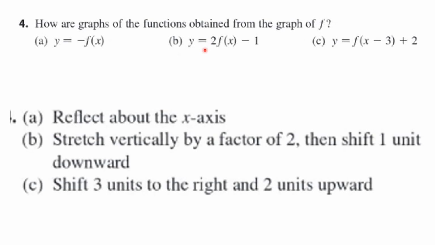Now here, what you're doing is you're multiplying the value of f of x by 2, that is stretching it vertically by a factor of 2, and then shifting 1 unit, but since it's minus, you're shifting down. And C is the most complicated of all, but here what you're doing is you're shifting 3 units to the right and 2 units upward. Again, we will often be graphing things like this.